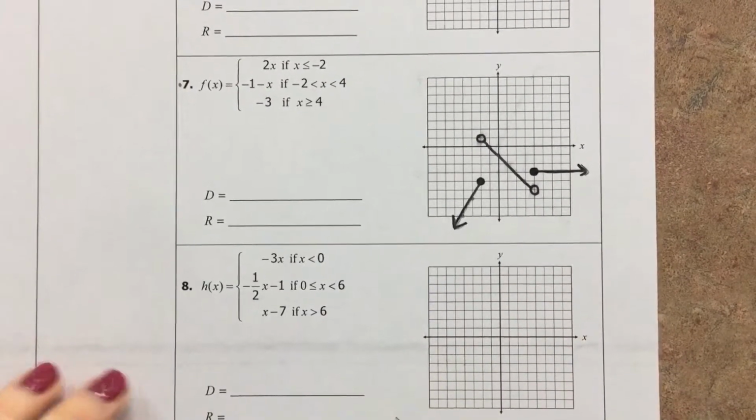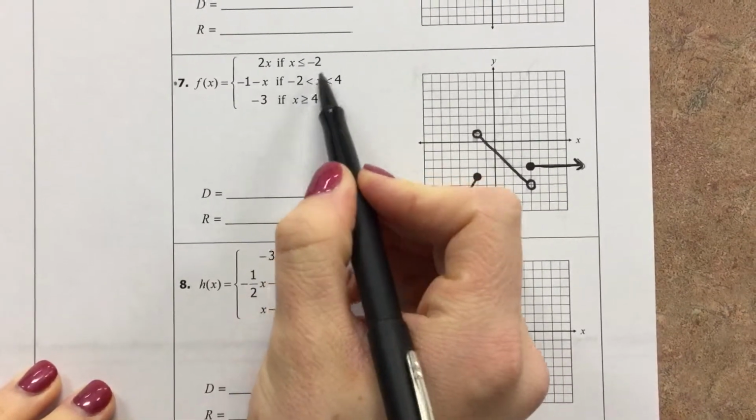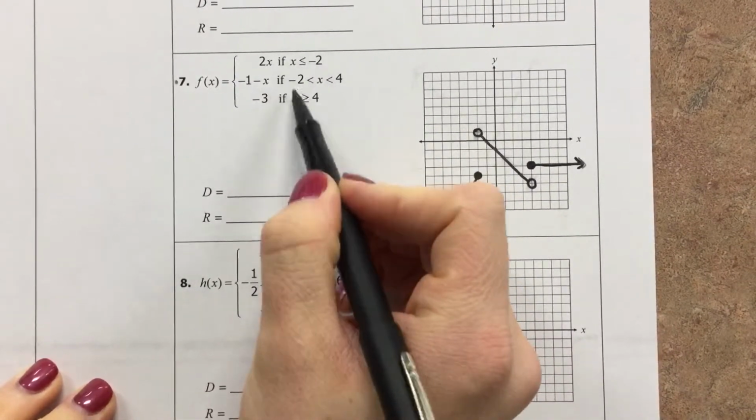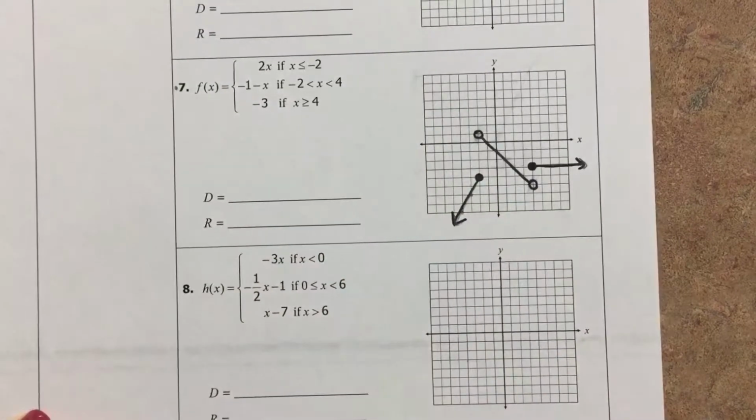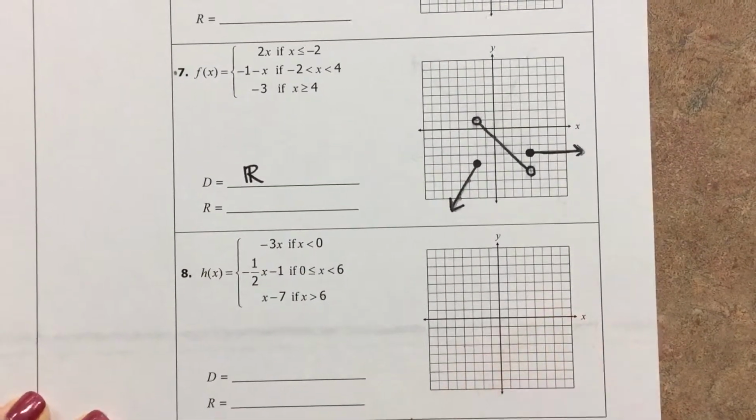So let's fill in our domain. So if we look, everything gets hit. These all have our or equal to's, so nothing gets left out the way it did with number 5. So none of the x values get left out, so it's all reals.